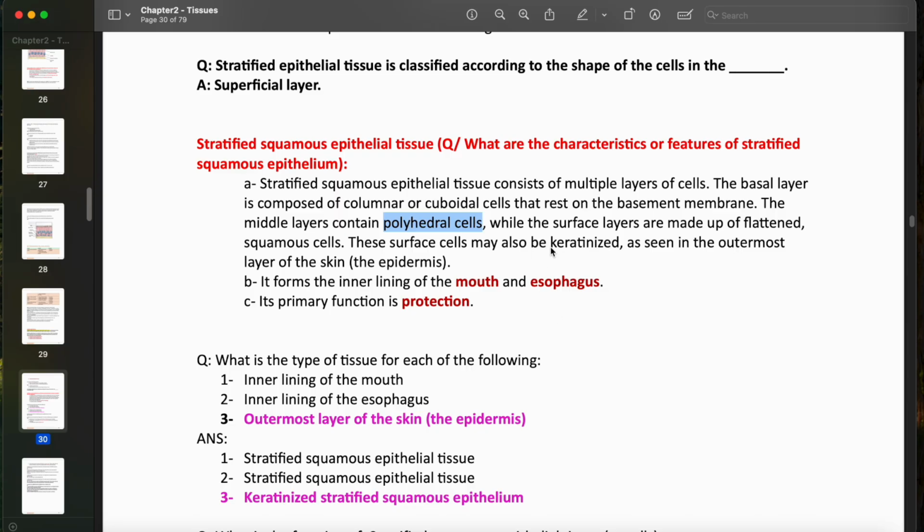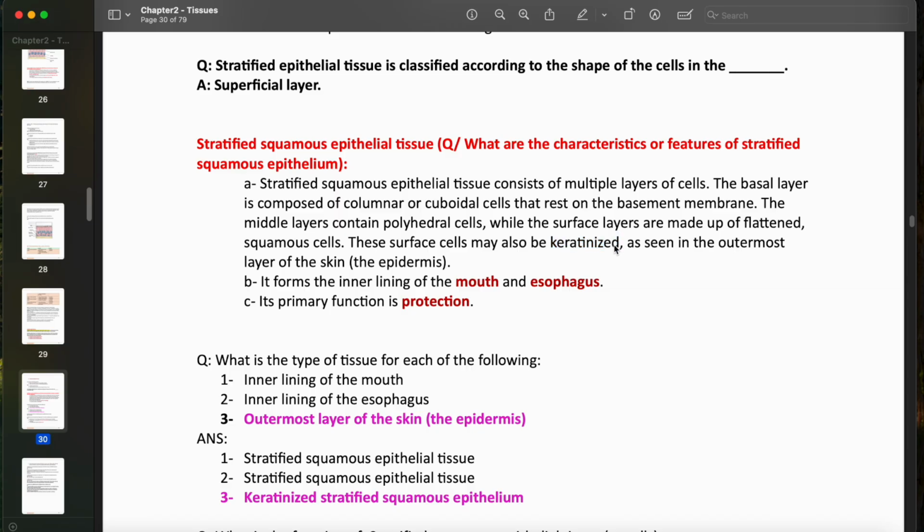Also, when I say keratinized, keratinized means that the stratified squamous epithelium is full of keratin, and the surface layer is basically full of keratin, and it is considered dead cells. Okay, so they are considered dead cells. The upper cells have no nuclei and are packed with keratin, and this is found in the epidermis of the skin. The function of keratinized epithelium is protection against abrasion, protection against pathogens, and protection against dehydration.